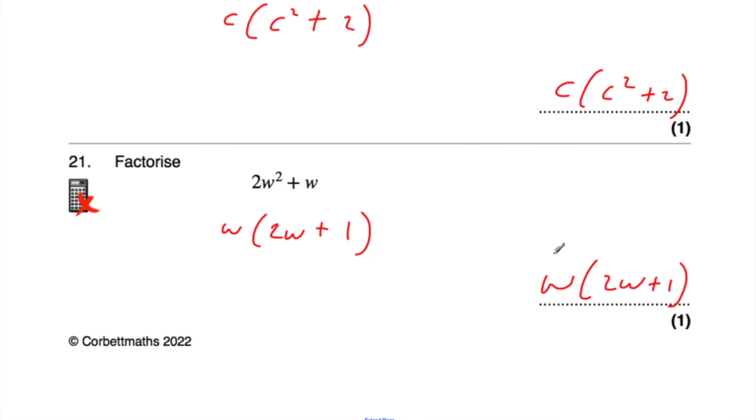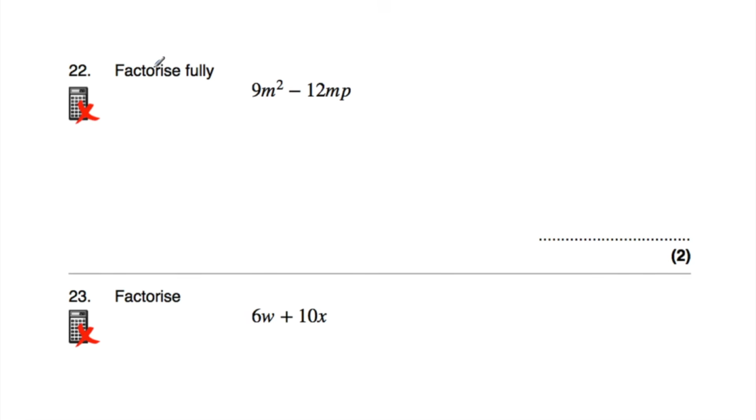And let's just check our answer. W times 2w is 2w squared, and w times 1 will be w, and that's it. Okay, let's have a look at question number 22. Question number 22, we've been asked to factorise fully 9m squared subtract 12mp. Now, both of these terms are divisible by 3 because we've got 9 and 12, so we can divide both of those by 3. Also, we've got m squared and mp, so they're both divisible by m as well. So let's take 3m out as a common factor.